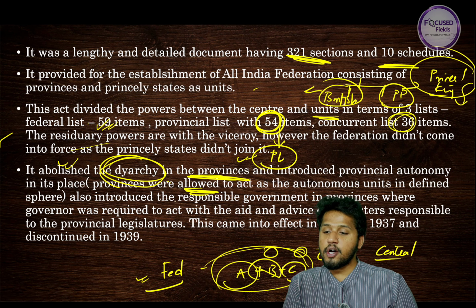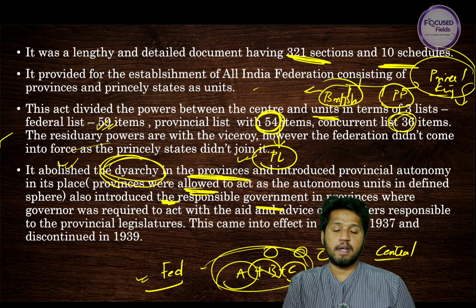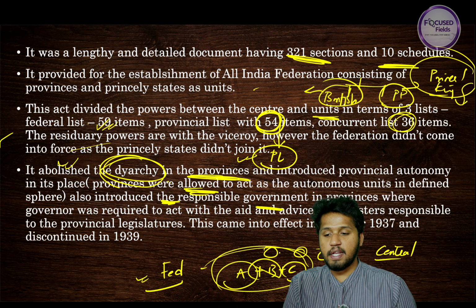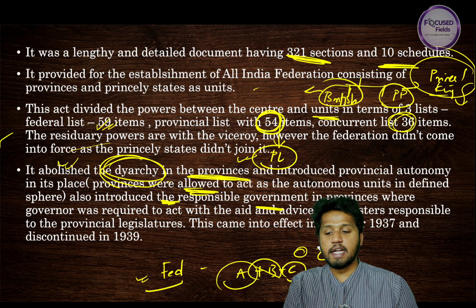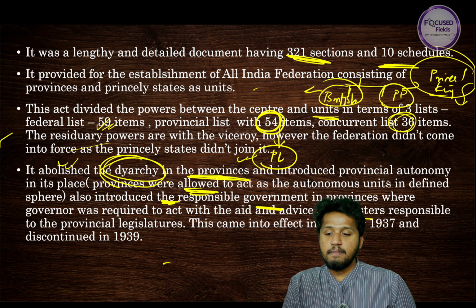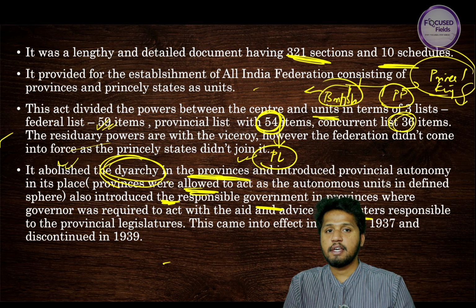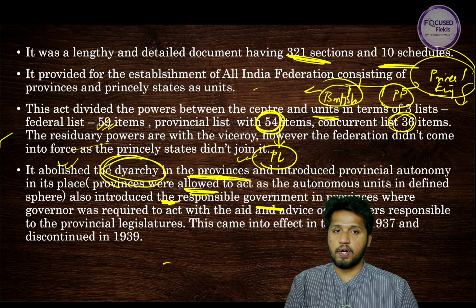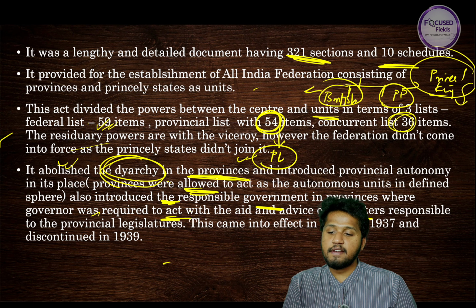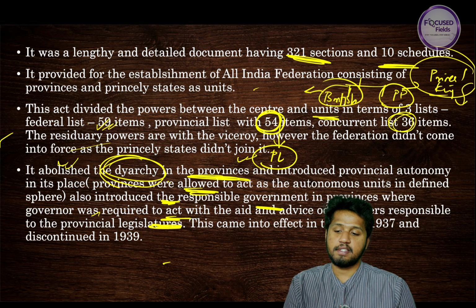And next thing, it also introduced the responsible government. What is responsible government here? It is not the governor alone who is going to take decisions in those subjects. It is the governor with ministers. Ministers' advice is also needed to be taken into account now. That is what responsible government means. It says the governor was required to act with the aid and advice of ministers responsible to the provincial legislatures.